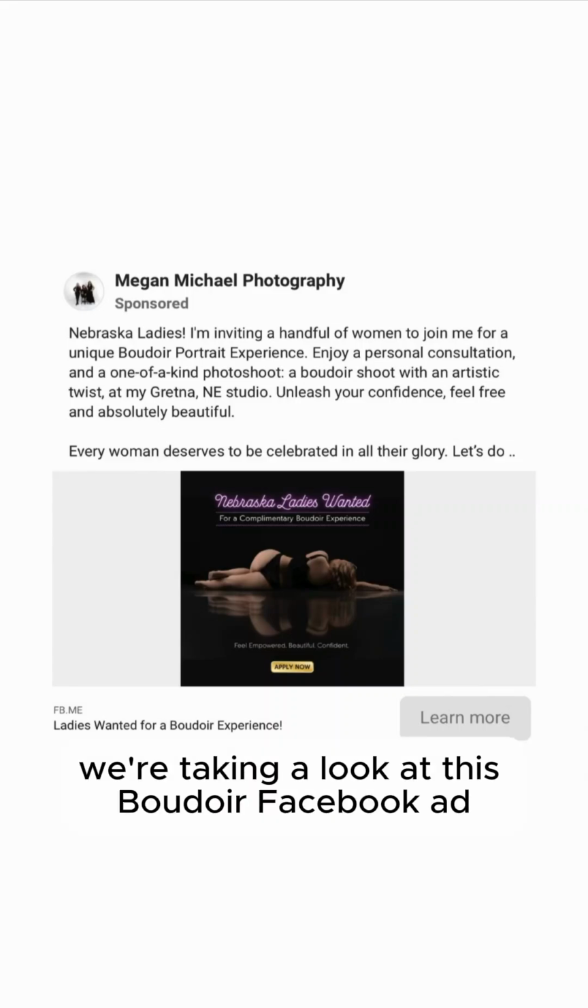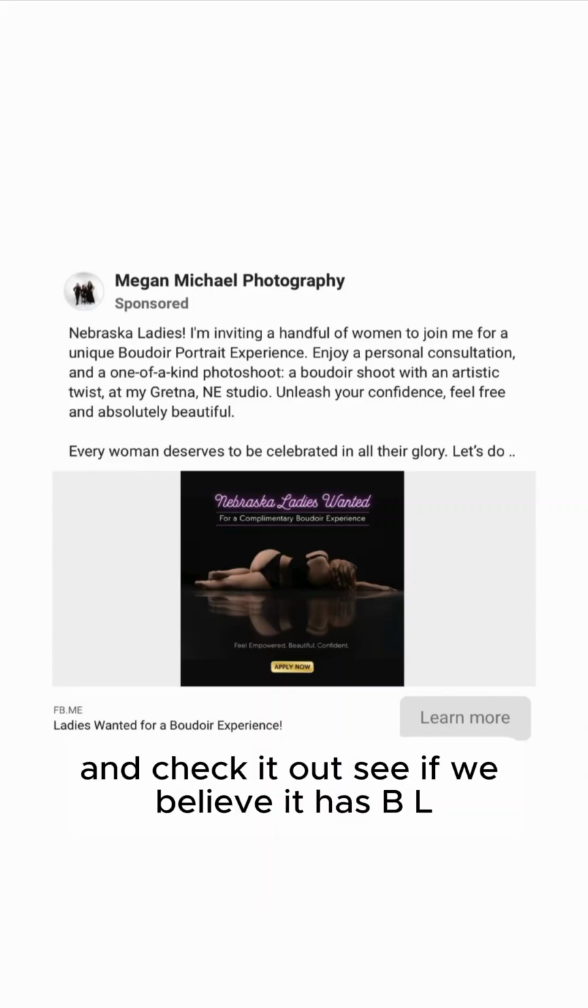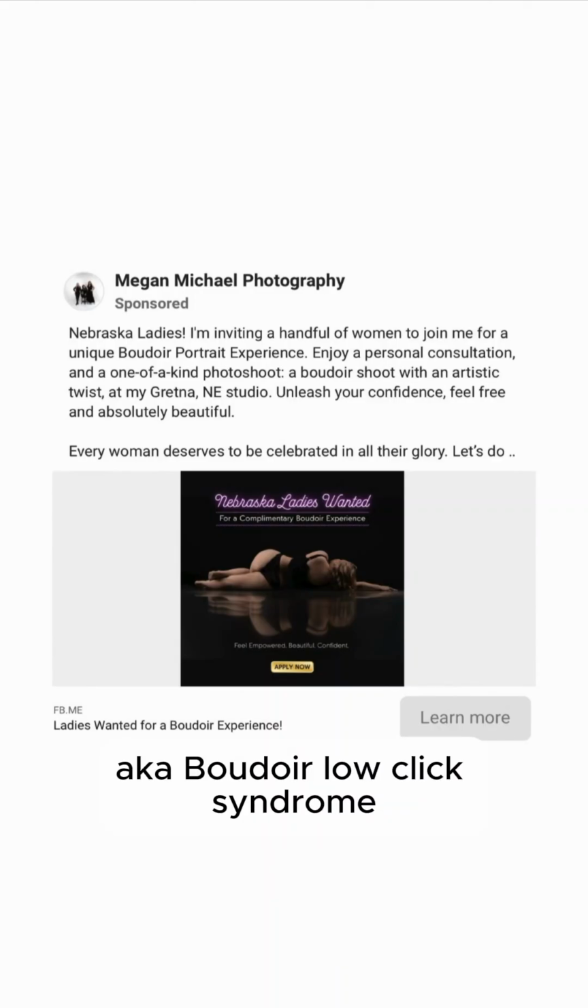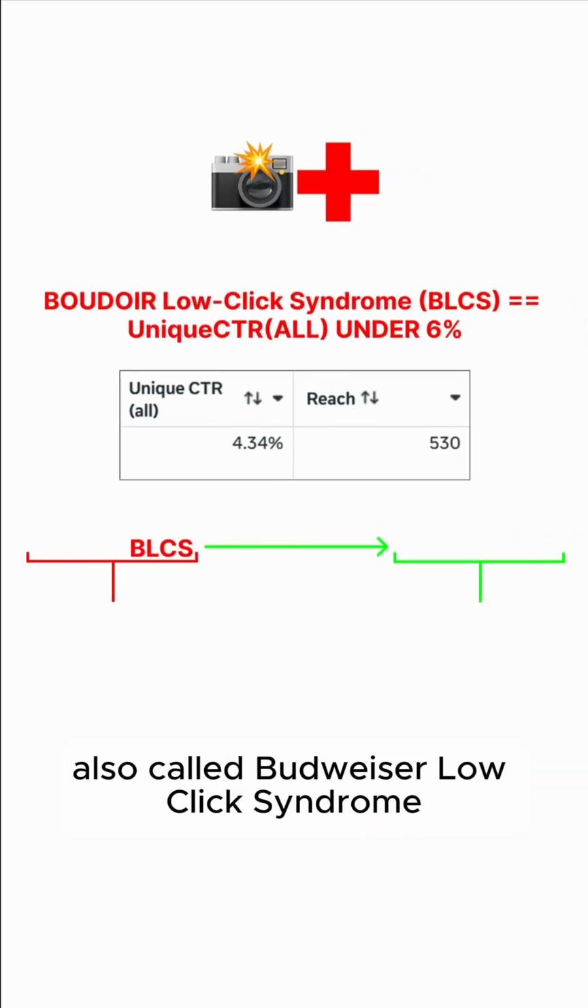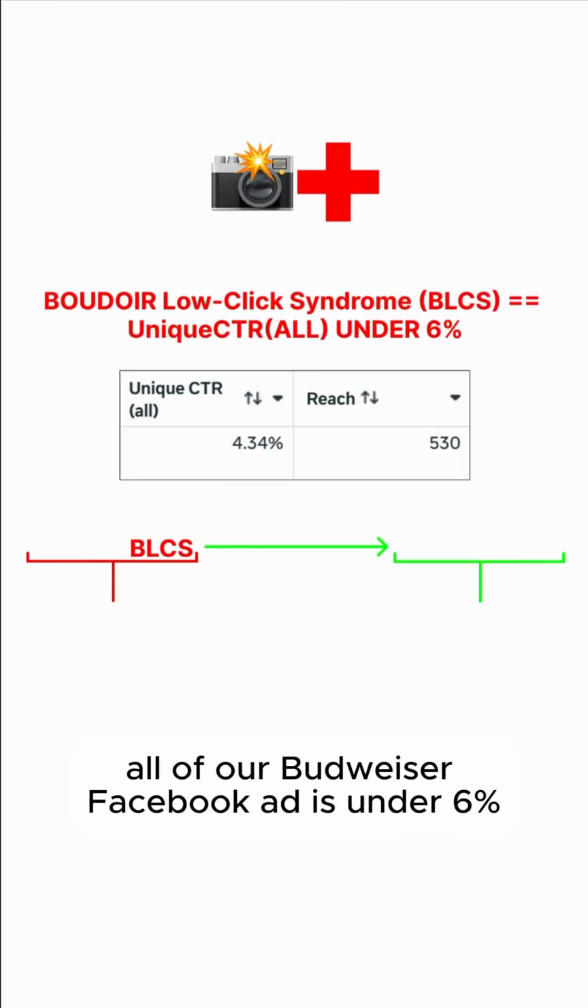All right, y'all, we're taking a look at this boudoir Facebook ad. Gonna check it out, see if we believe it has BLCS, aka boudoir low click syndrome. BLCS, also called boudoir low click syndrome, is when the unique CTR all of our boudoir Facebook ad is under 6%.